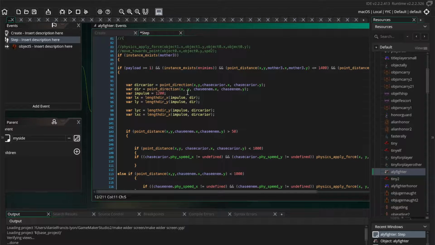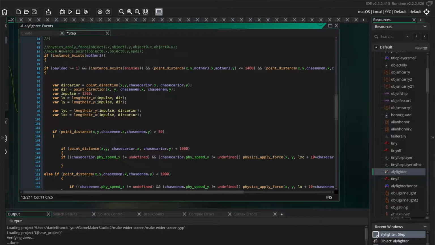This is basically what determines how the fighter flies. So, if instance exists, the mothership, I just need this because I refer to the distance to the mothership. If you don't have this, and then you refer to the distance to the mothership, and there's no mothership, then you've called a variable that does not exist and you crash your game. So if instance exists mother, I just put that there because I refer to mother here.